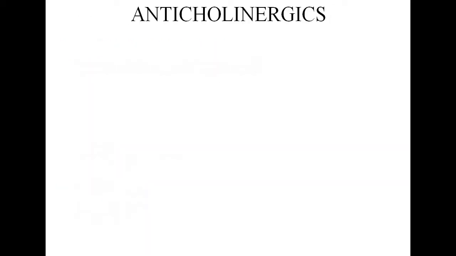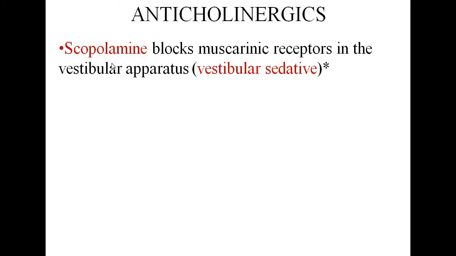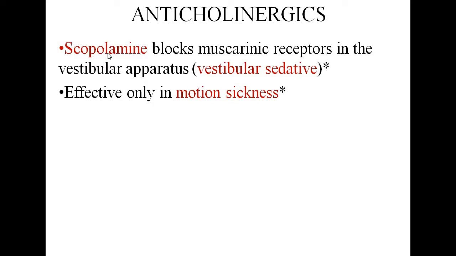Now, among the anticholinergics, we have mentioned that scopolamine or hyoscine is the one which is used. Scopolamine blocks the muscarinic receptors in the vestibular apparatus. Therefore, scopolamine is also known as a vestibular sedative. Scopolamine or hyoscine is effective only in motion sickness, that is, when a person experiences nausea and vomiting when there is unaccustomed movement, like traveling by bus, train, ship, or going on a merry-go-round or a roller coaster. Because scopolamine blocks the muscarinic receptors in the vestibular apparatus only, it is not effective in vomiting due to other causes.